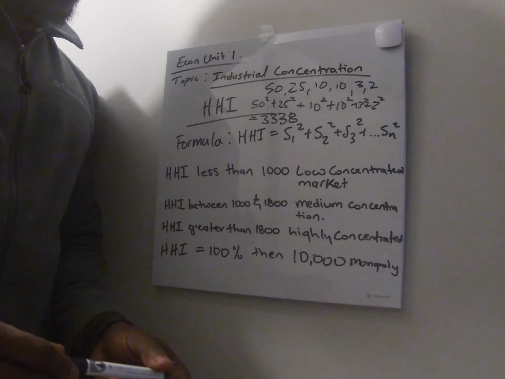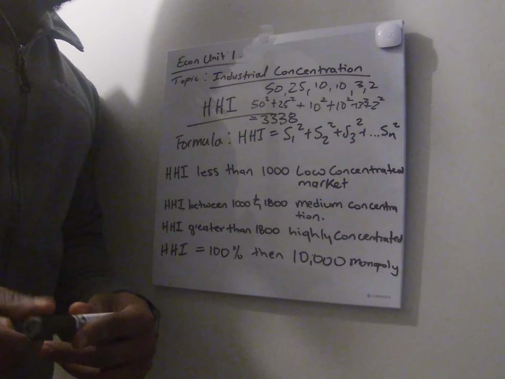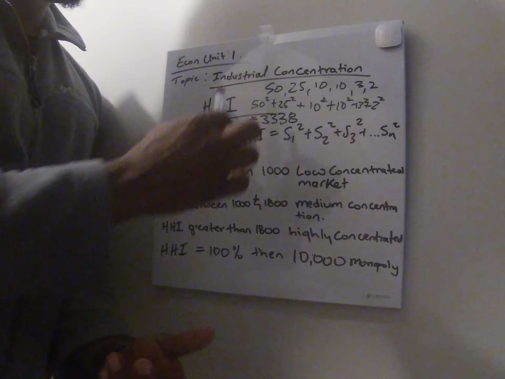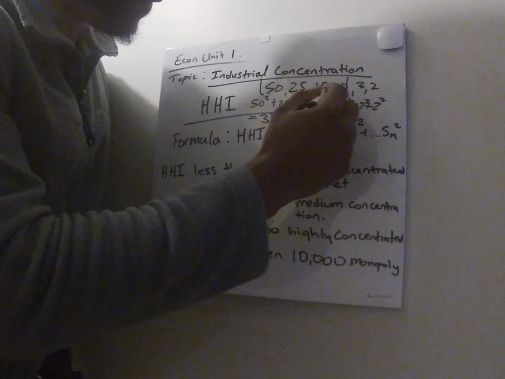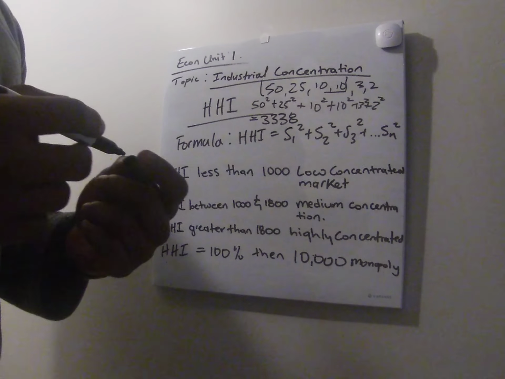In the next lesson we will speak about the concentration ratio, which has to do with calculating the top 4 firms and getting our figure for the concentration ratio without squaring them, of course.